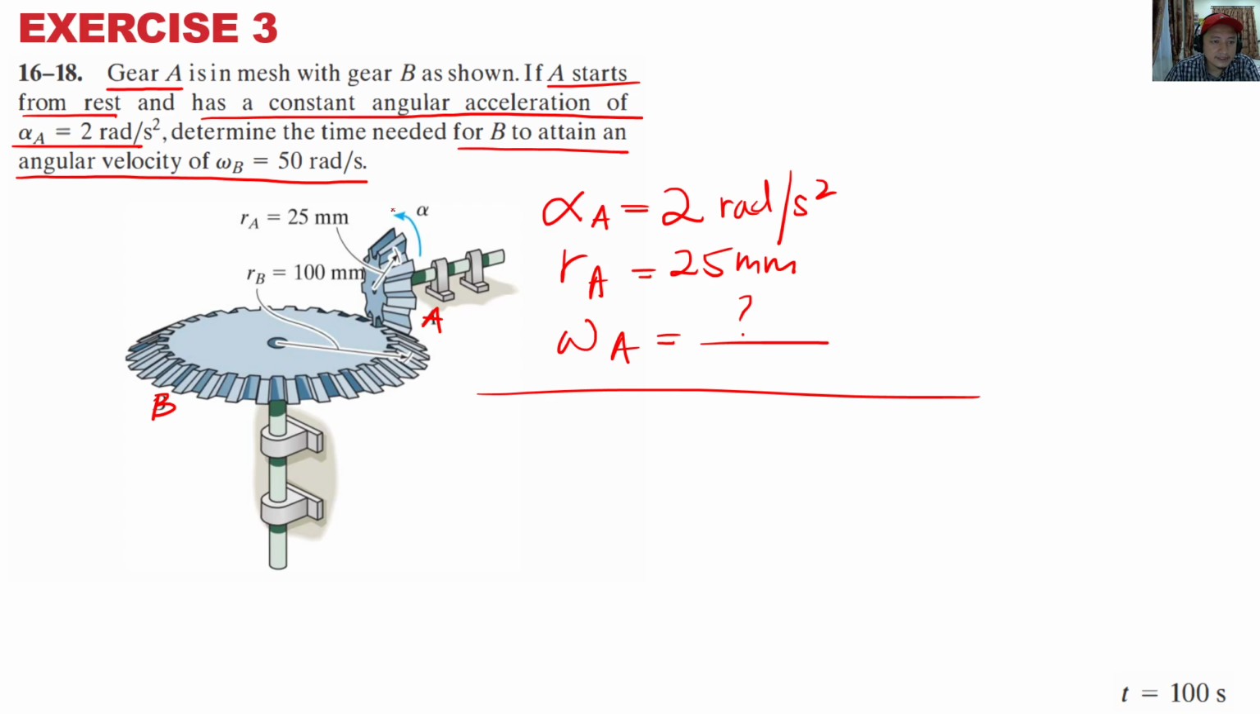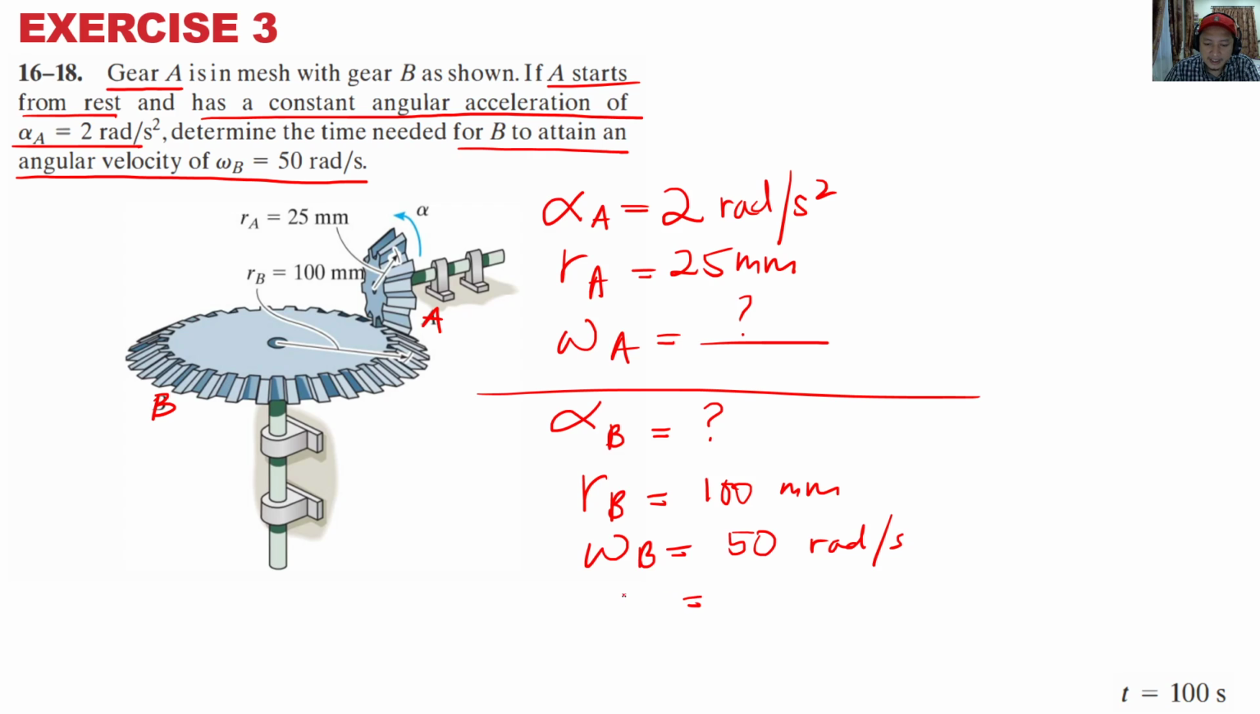What else? Determine the time needed for B to attain an angular velocity of 50. We also don't know alpha B. We know RB. RB, do we know? Yeah, it's 100 mm, and omega B is 50. When it becomes 50, what is the time? Do we know the time? So this is all the information that we know.